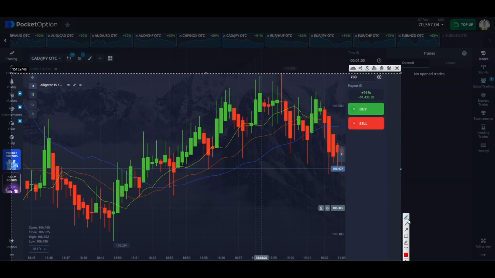So what can we observe here? We have 1 entry point, 2 entry points, 3 entry points. These were profitable entry points. But unfortunately, the 4th one was a loss. So here, our statistics are 75%, specifically on this small segment.